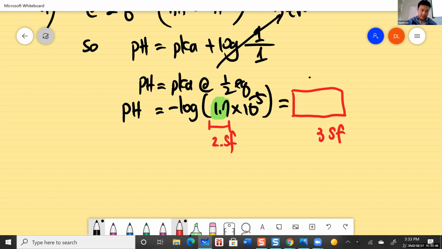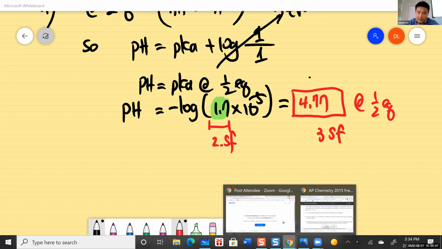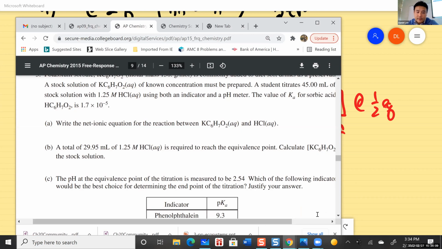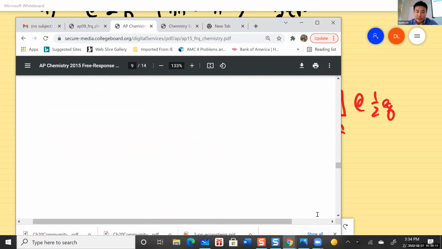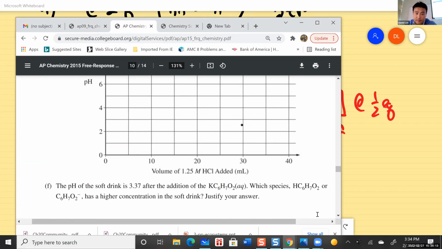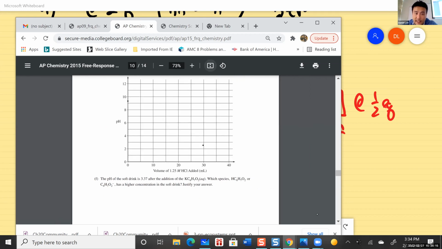There's actually different ways you can do it. So 1.7 × 10^-5, and I log it, so I have to carry out to 3 sig figs. That would be 4.77. That is the pH at half equivalence, okay? Right? So that's pretty much that, okay? And then, so then they want you to graph this titration, yeah? So you graph this one, that is pretty easy because you have the half equivalence, you have the equivalence.